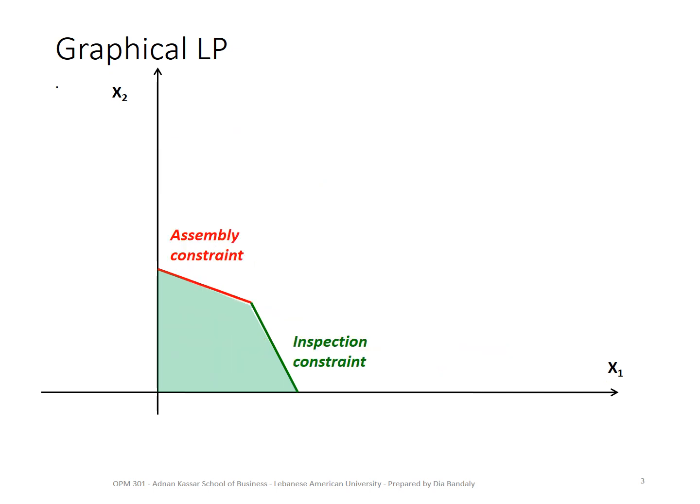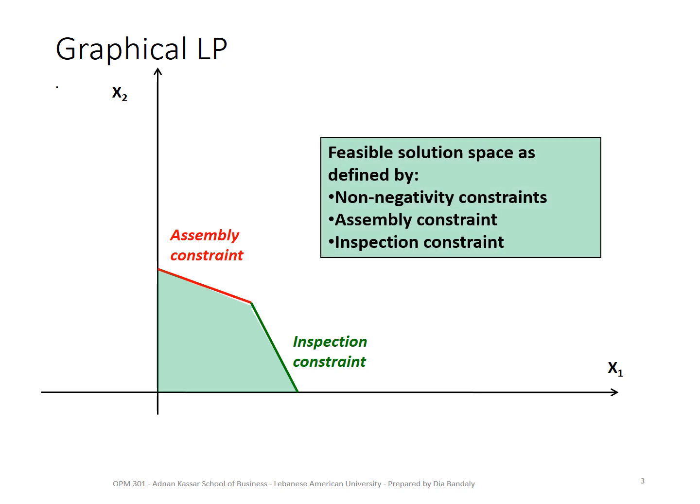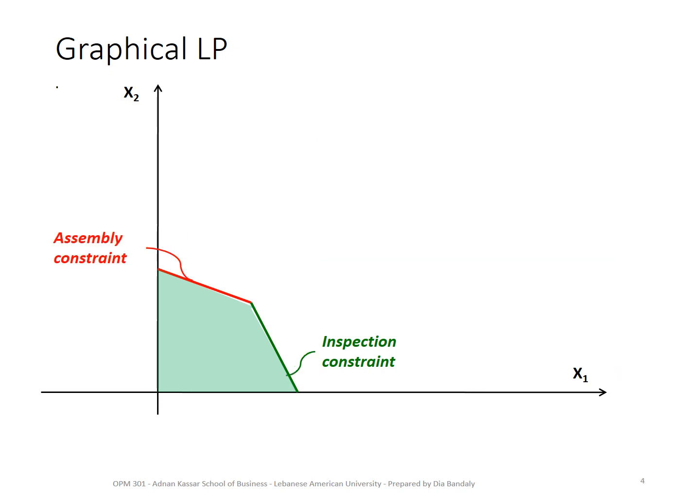So this is a much cleaner illustration for you. We ended up with the green polygon here, and we call that the feasible solution space, which is defined so far by the non-negativity constraint, by the assembly time constraint, and by the inspection time constraint. And we are left with only one more constraint, which is the storage space constraint. So let's add the last constraint to see how much we can still reduce that feasible solution space.